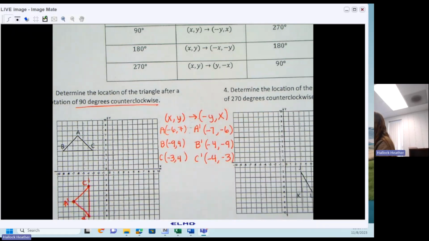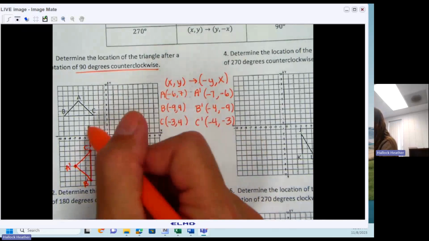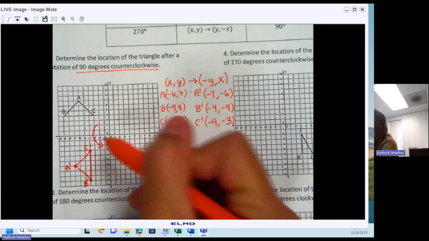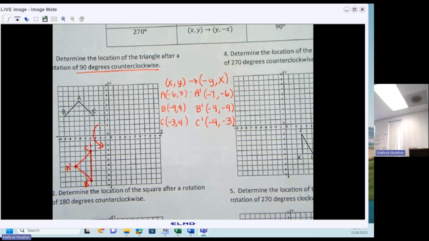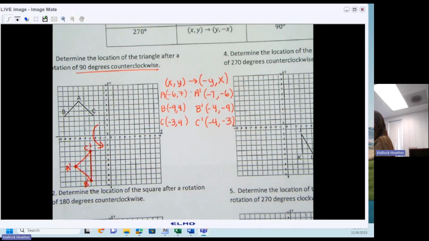So it looks like it turned because it's spinning around the origin. So this triangle went from here and it moved 1 quadrant because remember 90 degrees represents 1 quadrant movement. So it started here and it jumped once. So that's 90 degrees. If it jumps twice from here, 1, 2, then that would be 180. If it jumps 3 times, 1, 2, 3, then it would be 270.